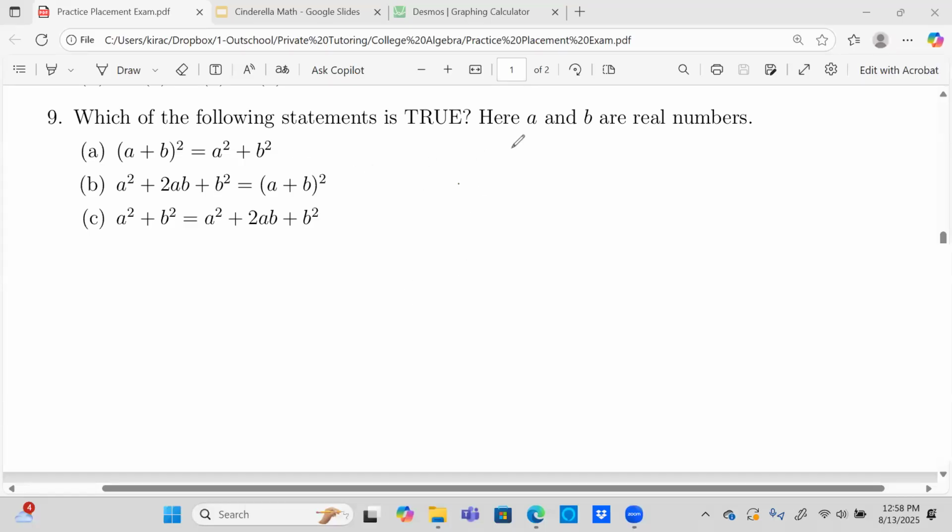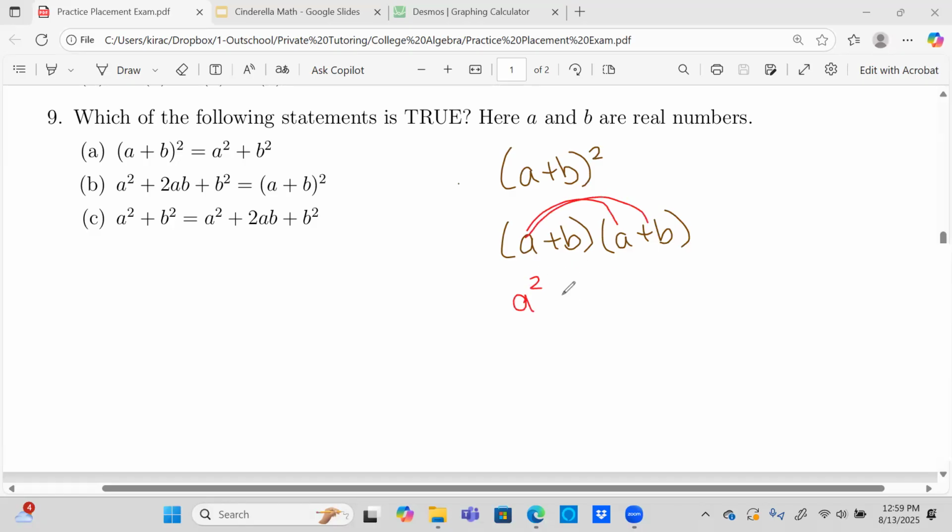So looking at A, let's do A plus B squared. Something squared is times by itself, so this is A plus B times A plus B. And then we're going to FOIL that. A times A is A squared. A times B is AB. Another AB and B squared. There's a 1 here, there's a 1 here. These go together. That makes 2AB.